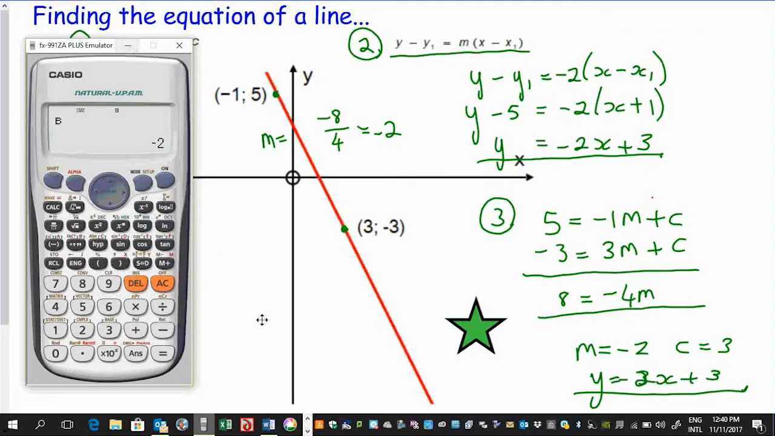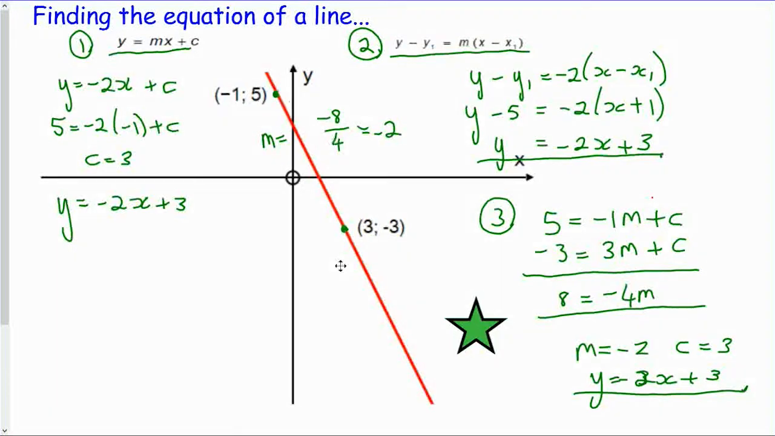And shift stat 5, 2 for the b value, and I get -2. Just for fun, you might want to look at the correlation coefficient of that, and it shouldn't surprise you that you will get 1, because it's a perfect correlation. That's the line of best fit, obviously, going through those 2 points. And so method 4 is just to do a line of best fit on the calculator. One doesn't need to show any working at all.